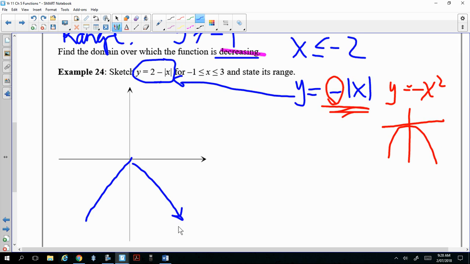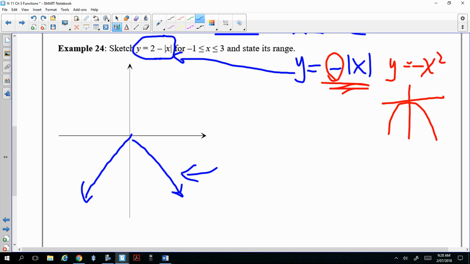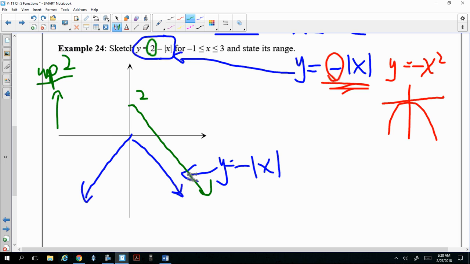So upside down V, negative absolute value X. Alright? And then what does the 2 do to the graph? Move up 2, yes. Up 2 steps, so we'll be here, 2. And then what you need to do is to find what we call the x-intercept. See if you can work out what the x-intercept is. Have a try. So that graph is 2 minus absolute value X. And then find the x-intercept.